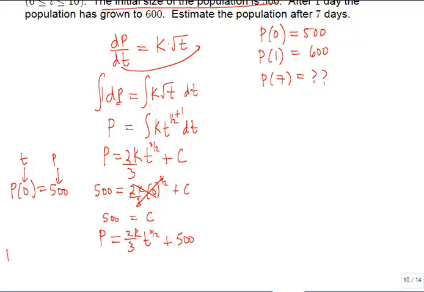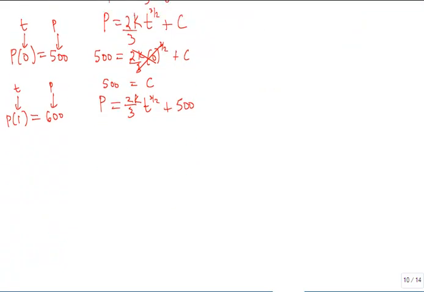Now we're going to use the second initial condition, P of 1 equals 600. And hopefully this will enable us to find out what that k is. T is going to be 1, and our population P is going to be 600. So 600 goes on the left. I get 2/3 k. T is 1. 1 to the 3/2 is just 1, so this will be 600 equals 2/3 k plus 500.